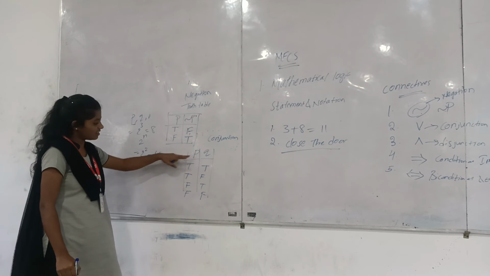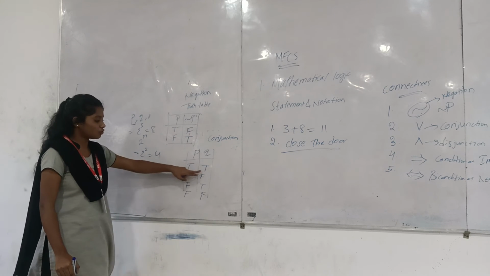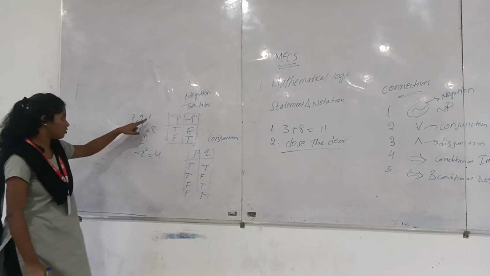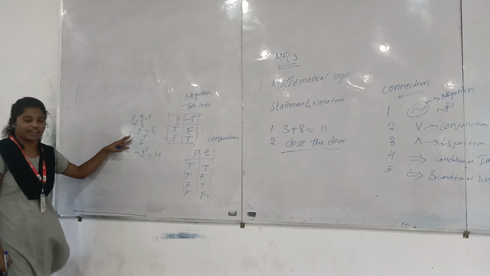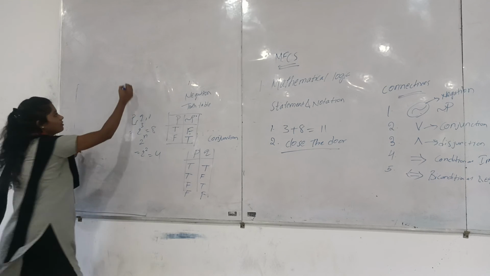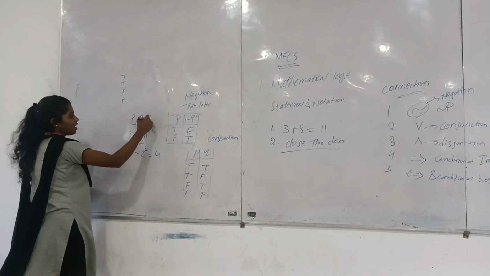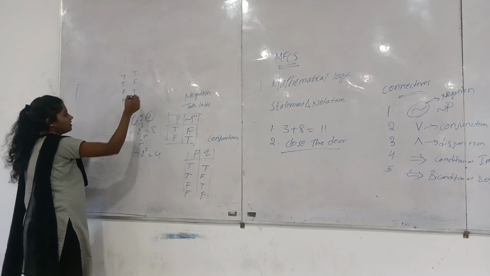In this table, true true false false for Q, and for the next, true false alternately it comes. If we take P comma Q comma R, 4 trues and 4 falses for P, like that it will take, and for R the rows alternate.